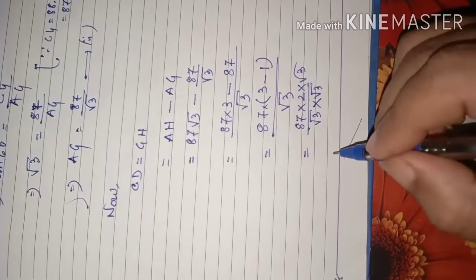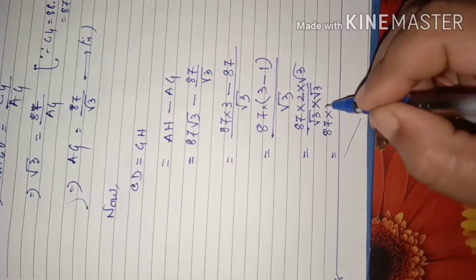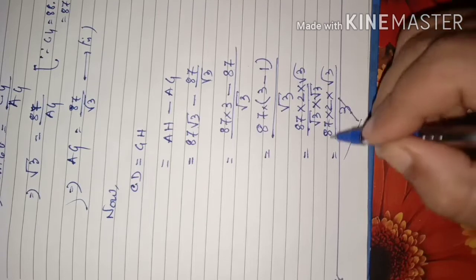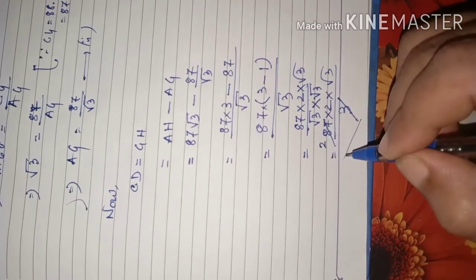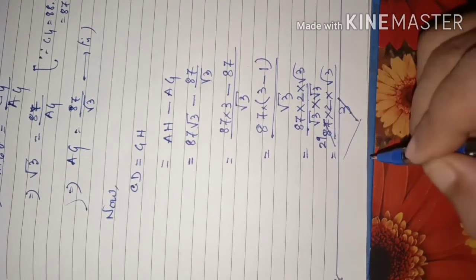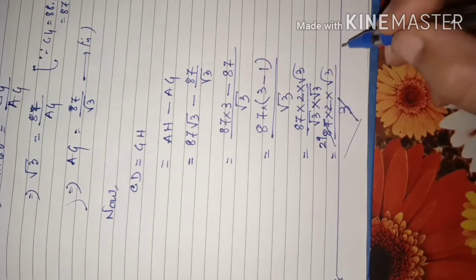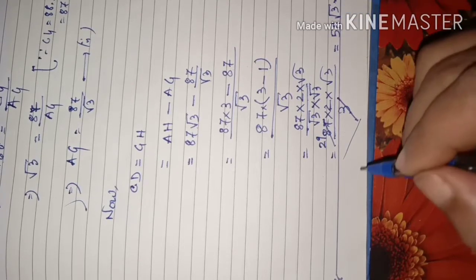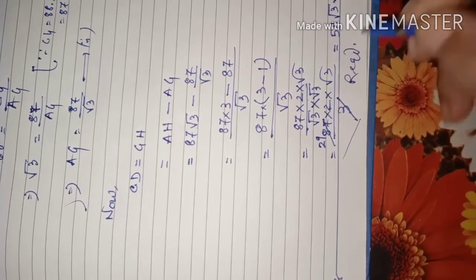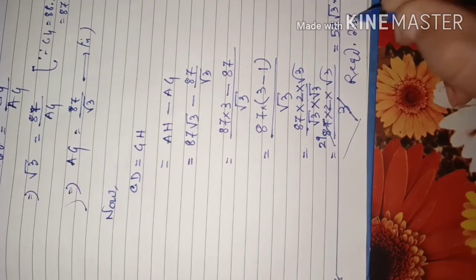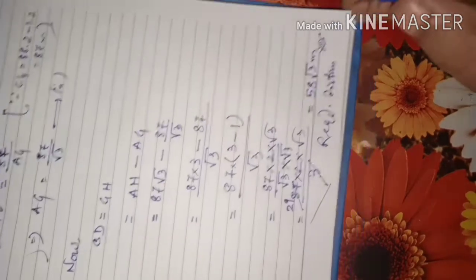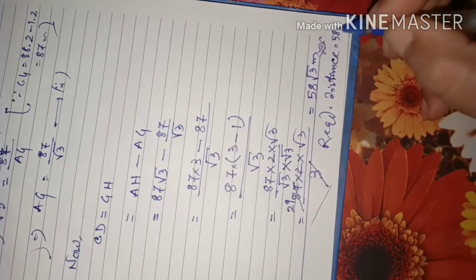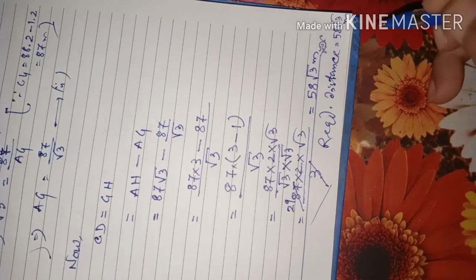So it is 87 into 2 into root 3 divided by 3. By 3 you can cut this number: 3 times 29 is 87, and 2 into 29 is 58. So 58 root 3 meter. So the required distance between the two ships is 58 root 3 meter. This is our final answer.